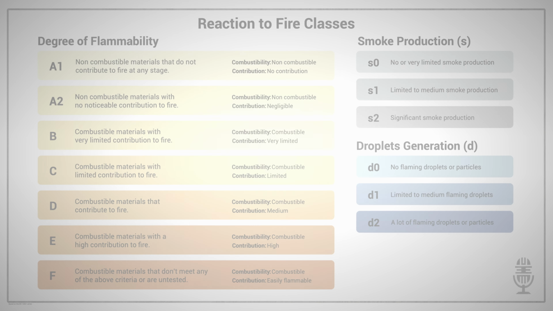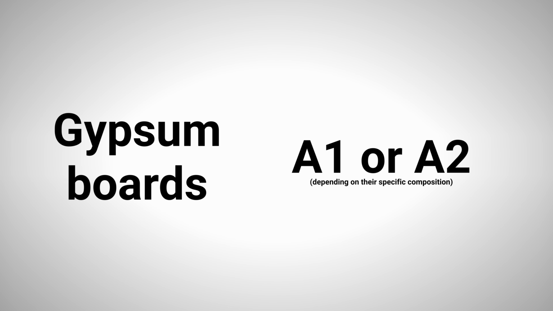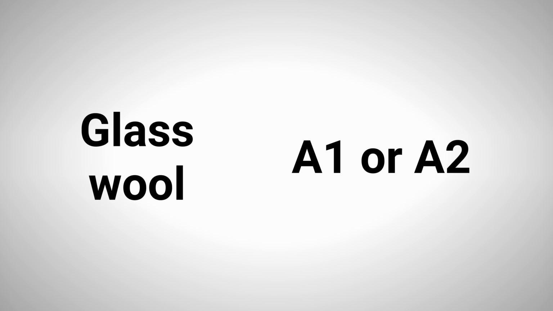To make it easier to understand what classifications materials might receive, here are some typical classifications. Non-combustible materials like concrete and steel typically achieve an A1 classification, meaning they do not contribute to fire at any stage. Gypsum boards are also commonly rated A1 or A2, depending on their specific composition. Insulation products, such as glass wool, can achieve A1 or A2 ratings when produced with non-combustible binders.